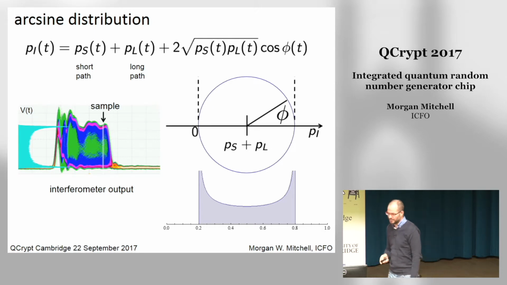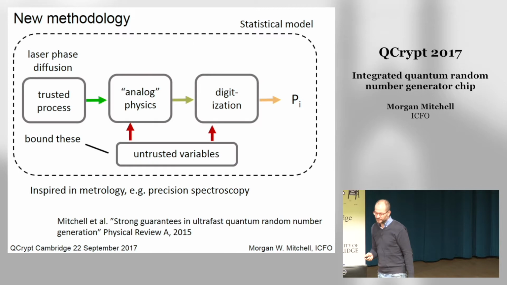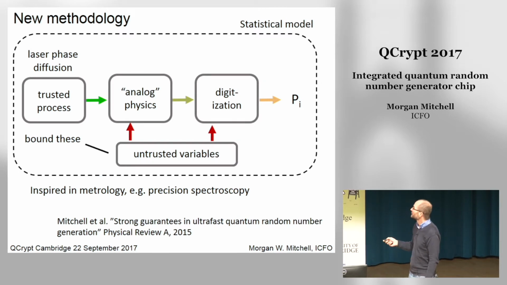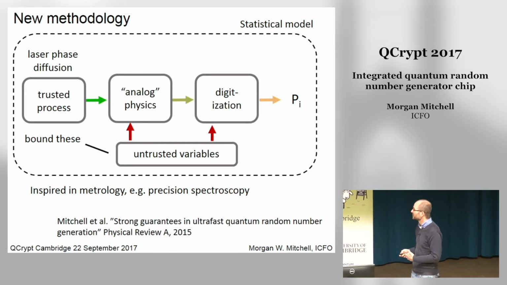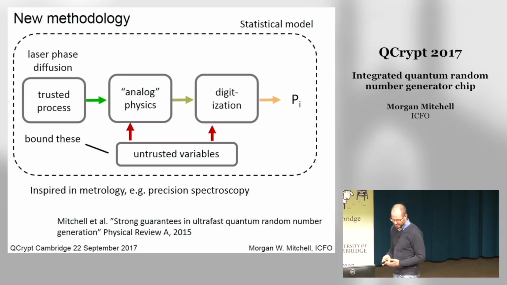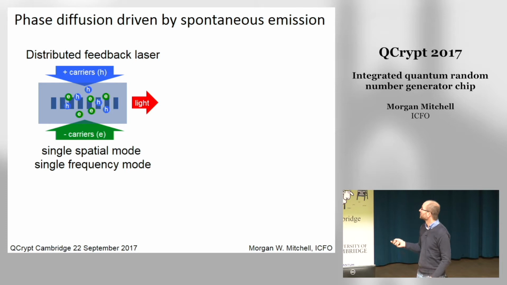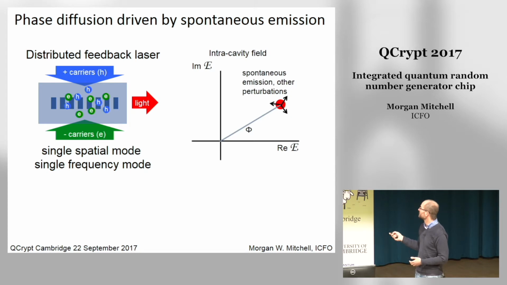Okay. So, what is our trusted process? Our trusted process is laser phase diffusion. Let me tell you a little bit about how we characterize that. So we have a laser. It's a single mode laser. It's going to have a field in it. That field, if I put this on the phase space for the field, then it will have some value.